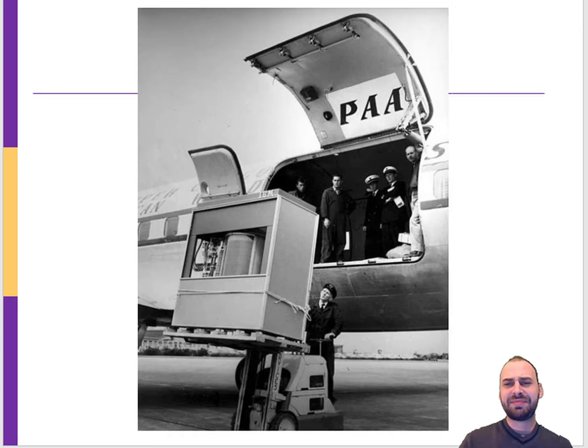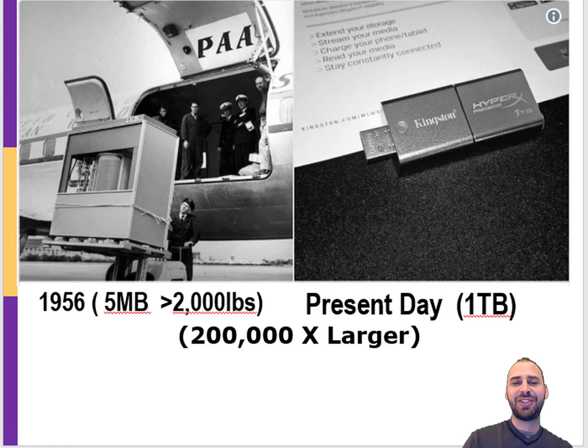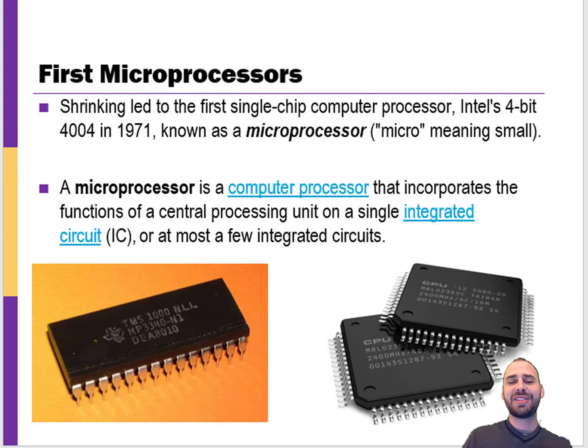This contraption, also from the 50s, being lifted on a forklift, believe it or not, is actually a hard drive. In 1956, storing a whopping 5 megabytes of data and weighing over 2,000 pounds. And if you think about a terabyte little flash drive in your pocket, you're talking about a 200,000 times difference.